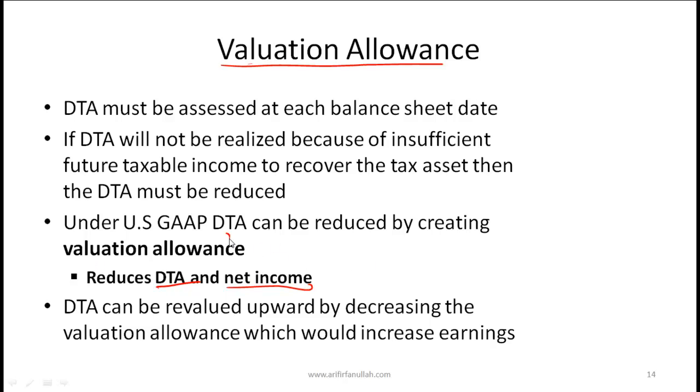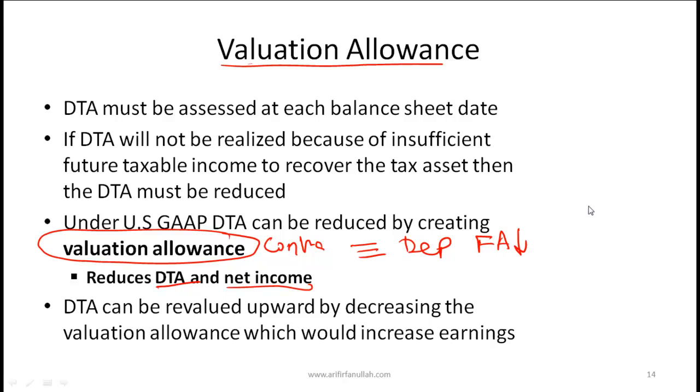So my advice to you is, think of valuation allowance as a contra account, just like depreciation. So depreciation is a contra account which reduces the value of fixed assets. Similarly, valuation allowance is a contra account that reduces the value of deferred tax assets. So if your valuation allowance goes up, that means your deferred tax asset, or your net deferred tax asset, is coming down.